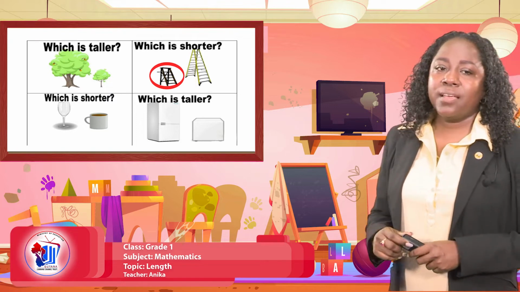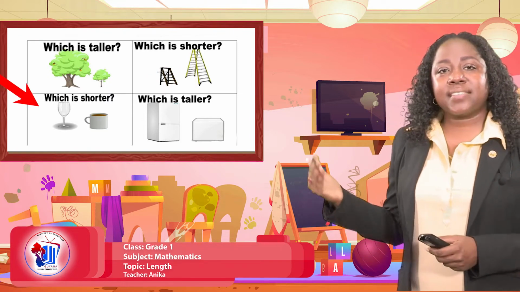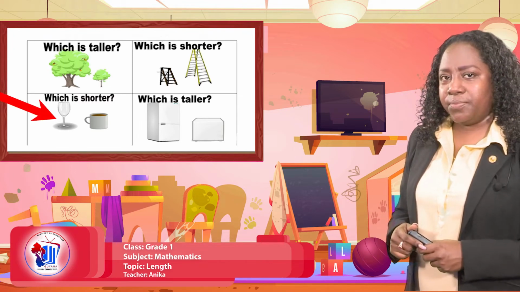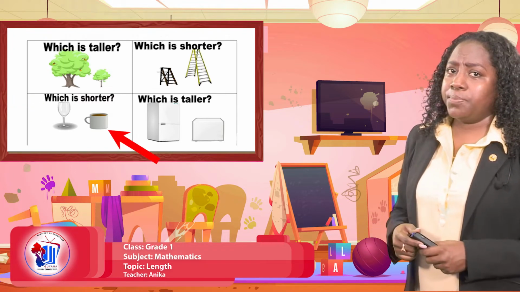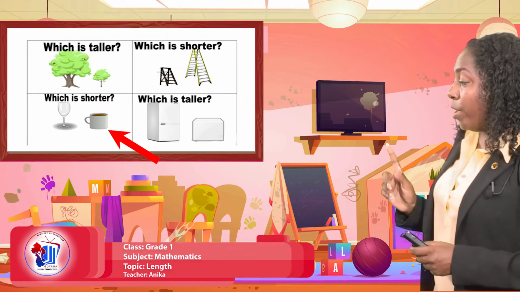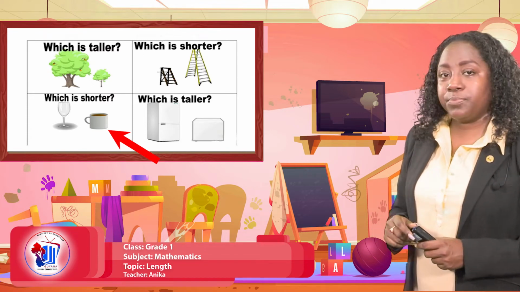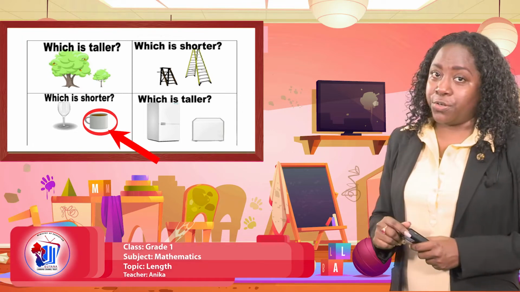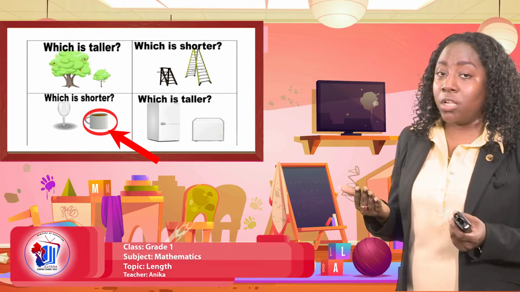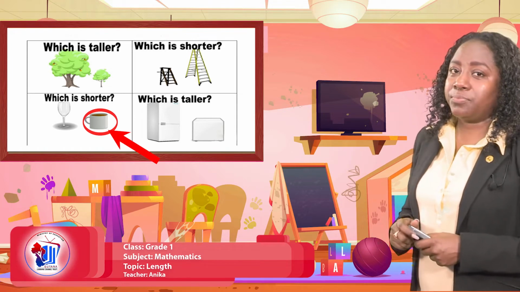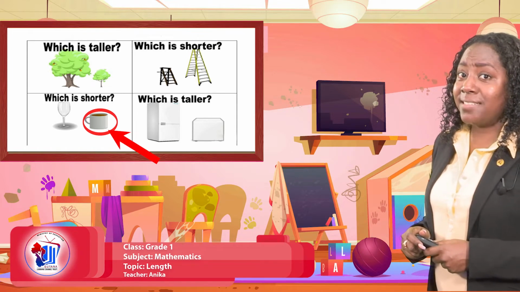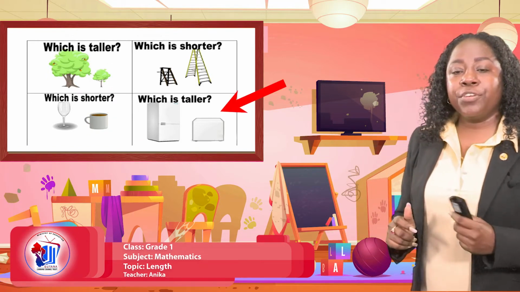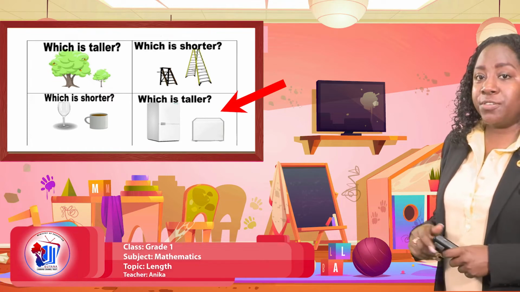Nice. Let's look at the glass and the cup. Which one is shorter? The glass or the cup? Look at them carefully. According to my eyes, I can see that the cup is shorter. The glass is tall. The cup is short. See that? All right.